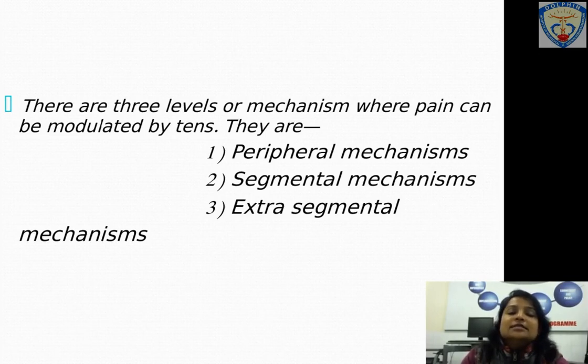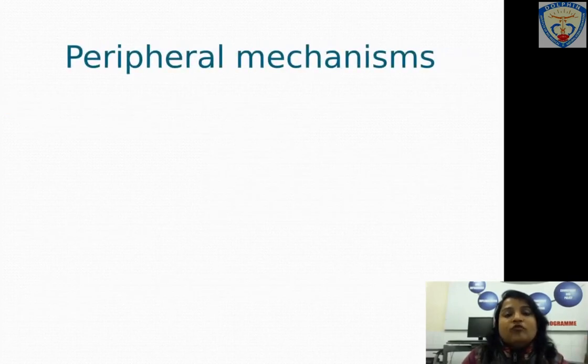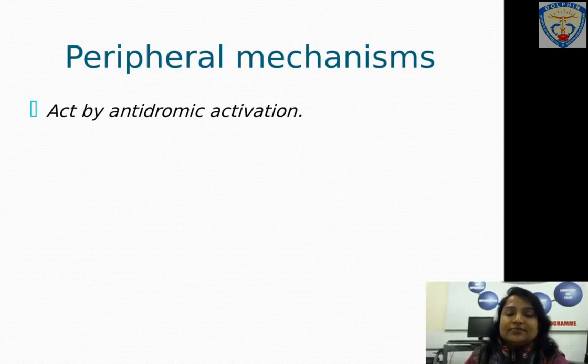Then another chance is that some painful stimulus crosses the spinal cord and reaches the higher levels or the central nervous system. So we are controlling pain after the spinal cord, and we call it the extra-segmental mechanism. Okay, so first talking about the peripheral mechanism, what happens in this peripheral mechanism?